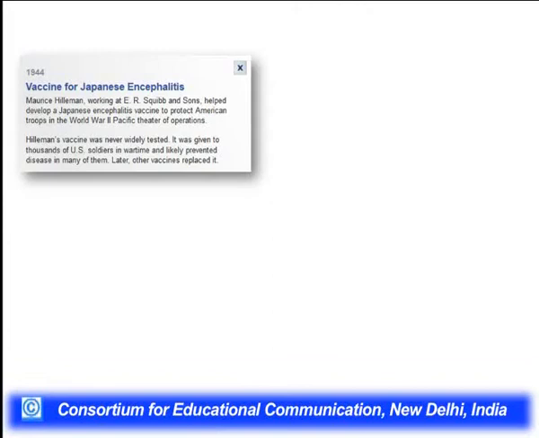Now, in the year 1944, the vaccine for Japanese encephalitis also got developed. The Japanese encephalitis vaccine was developed by Maurice Hilleman. He helped to develop a Japanese encephalitis vaccine to protect the American troops who were fighting in the Pacific area in World War II. Now, Hilleman's vaccine was never widely tested. It was given to thousands of US soldiers in wartime and likely prevented the disease in many of them.